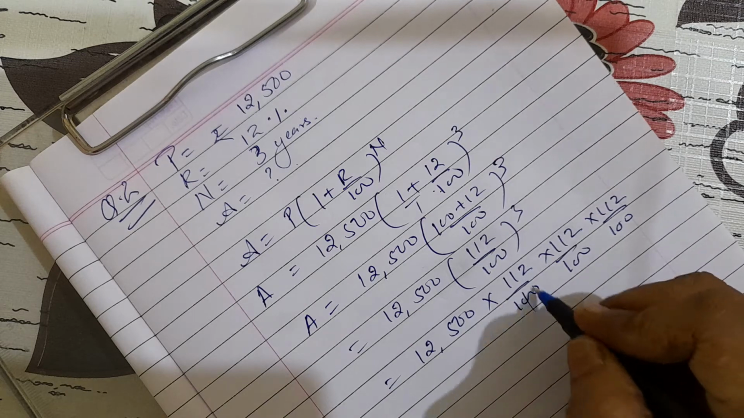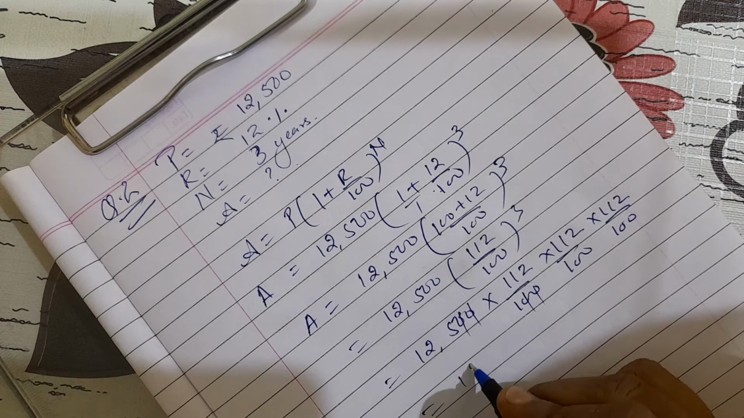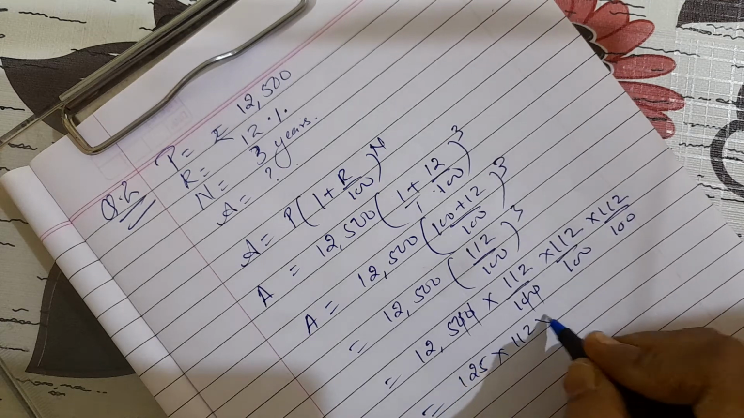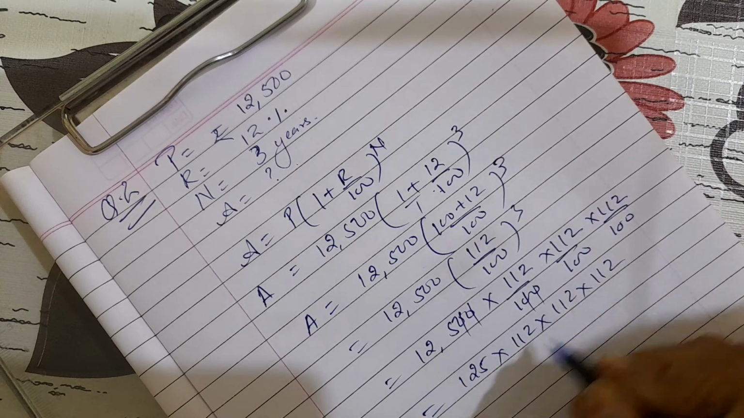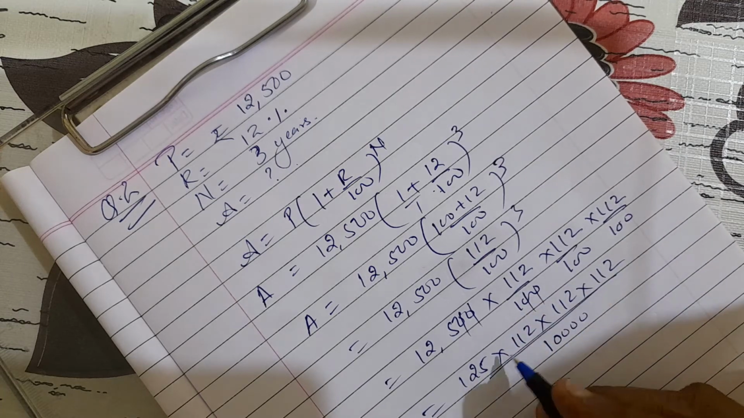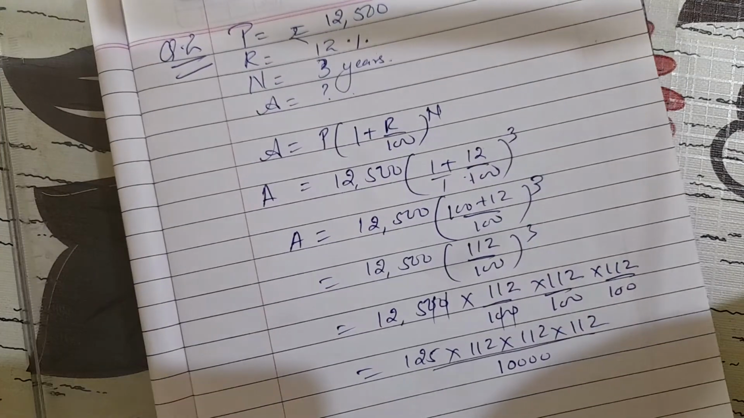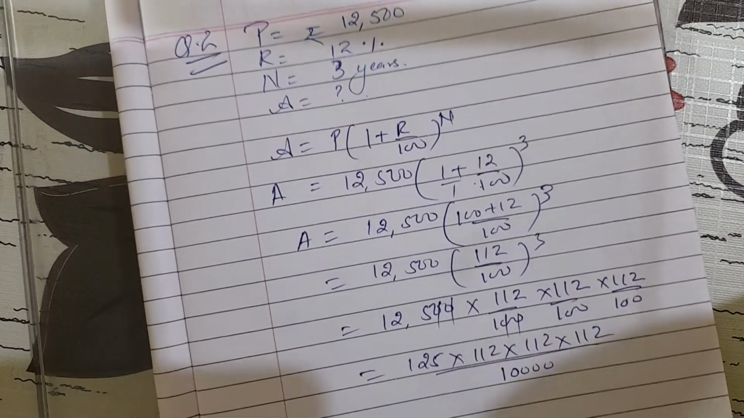Now see children, this 0 goes, so what is remaining is 125 into 112 into 112 into 112 upon 10,000. Multiply and put the decimal. You can just put the decimal after multiplying.